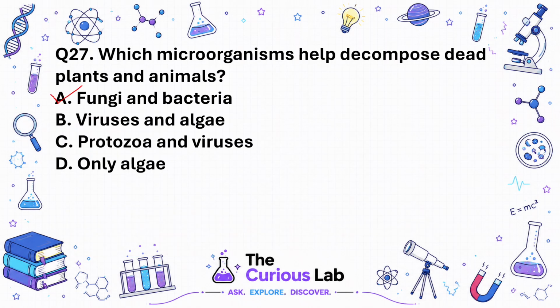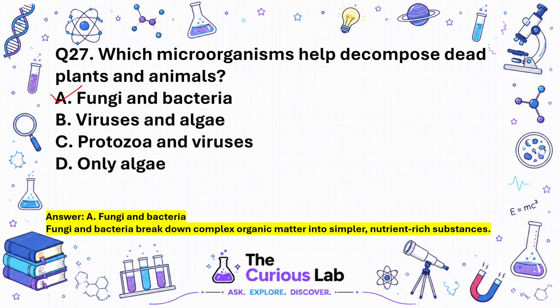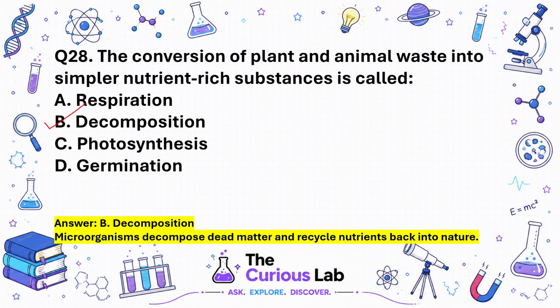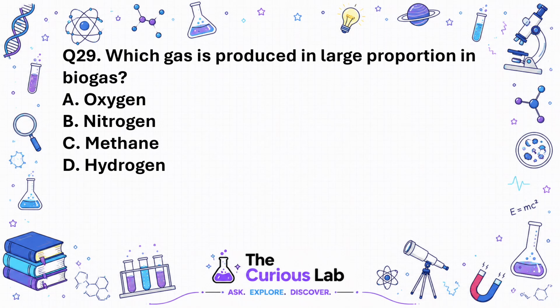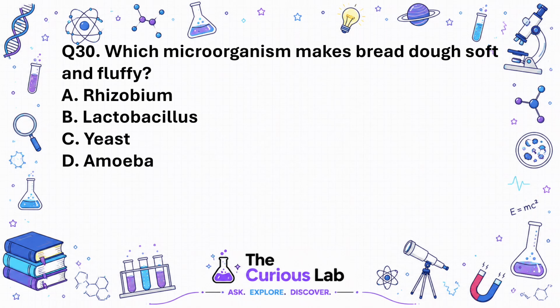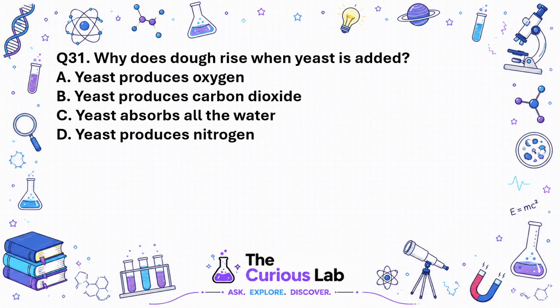Next question, which microorganisms help decompose dead plants and animals? It is fungi and bacteria. They are decomposers. Next question, the conversion of plant and animal waste into simple nutrient-rich substances is called decomposition. Next question, which gas is produced in large proportion in biogas? It is methane. Next question, which microorganism makes the bread dough soft and fluffy? Yeast. We know it produces carbon dioxide.